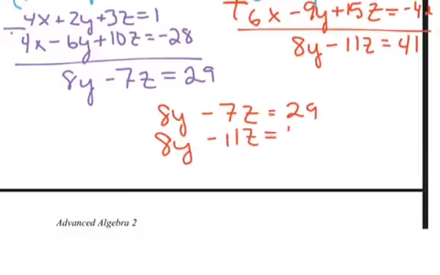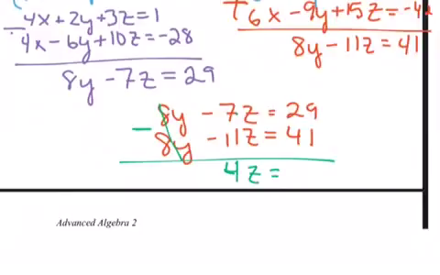Now if I have to, I would multiply one or both equations to get a variable to cancel out. But I notice the y's are already the same, so if I just subtract the equations as they are, the y's will cancel. So y's cancel, and I get negative 7 minus a negative 11 gives me 4z, and 29 minus 41 gives me negative 12. So when I divide the 4 over, I finally get down to z equals negative 3.